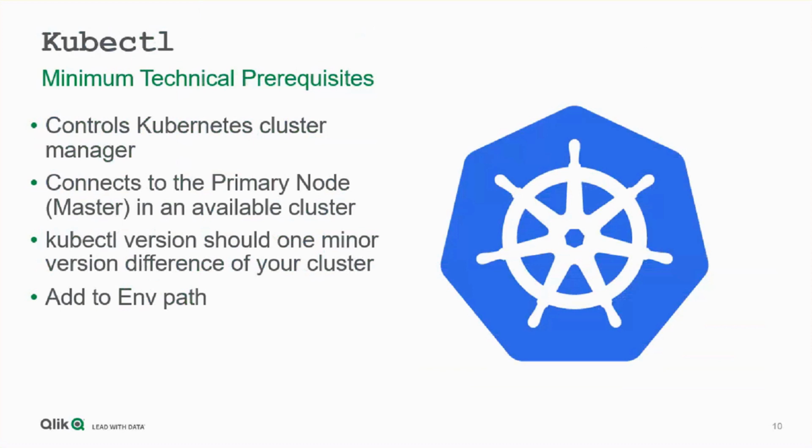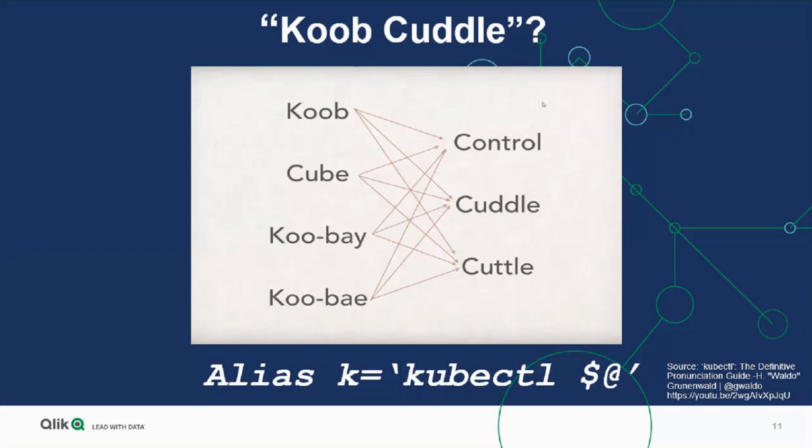It connects to the primary node in an available cluster. Your kubectl version should just be one minor version different. So if you have a cluster that's like 1.13 of Kubernetes, then you can use kubectl 12 through 14. You may have noticed I called this kubectl or kubectl. There is a little bit of disagreement about what that actually looks like or sounds like. These are all some of the different variations of what you could call it. So some people call it kubectl, some people call it kubectl. What I like to do is just alias it on my local box where k equals kubectl.